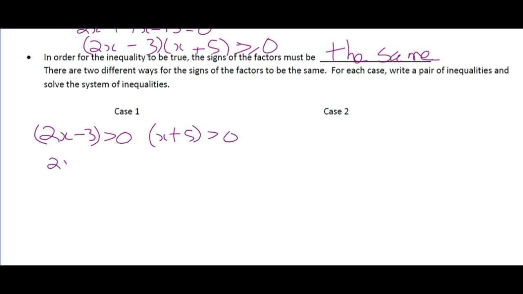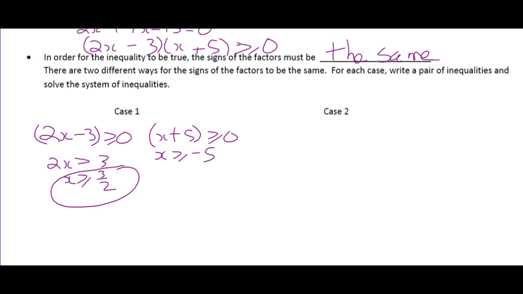So that means that 2x is greater than 3. I'm not going to rewrite the thing, I'm just going to remove the bracket. So x is greater than or equal to, right? Greater than or equal to 3 halves. And this is x is greater than or equal to negative 5. So if you're going to be greater than or equal to 3 halves, and at the same time greater than or equal to negative 5, then you're really just greater than or equal to 3 halves. Okay, so that's the answer that comes out of case 1.